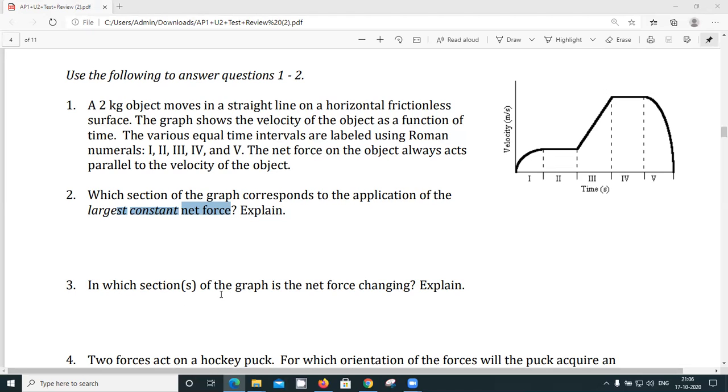The next question is in which section the net force is changing. 1 and 5. Yeah, 1 and 5. Third is not changing, it's constant. Force will change whenever acceleration is changing. Acceleration is the same as slope. So in the third part, the slope is constant throughout, so it's not changing. Only in 1 and 5 the slope is changing, so acceleration is changing, so net force is changing. So it is 1 and 5.